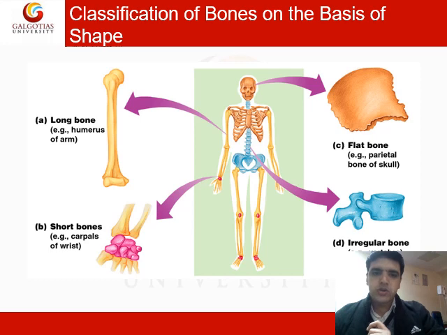Next, we are going to study the classification of bones based on shape, that is, how we classify bones on the basis of their shape. They can be divided into 4 categories. First is long bone, second is short bone, third is flat bone, fourth is irregular bone.